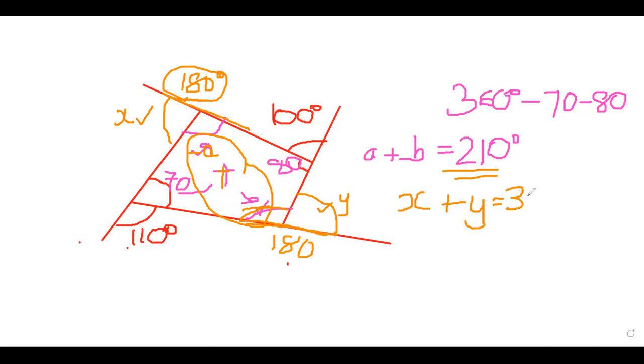So X plus Y is 360 minus A plus B, which is 210. That gives you 150 degrees. Do you understand now? Yes.